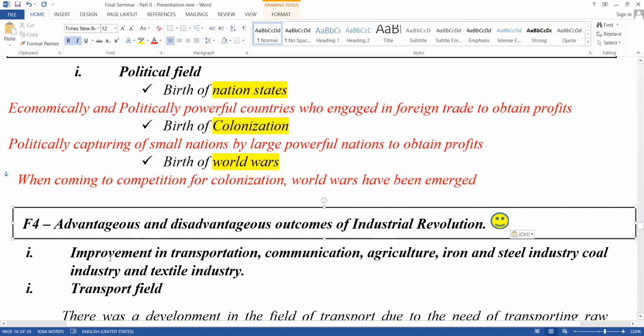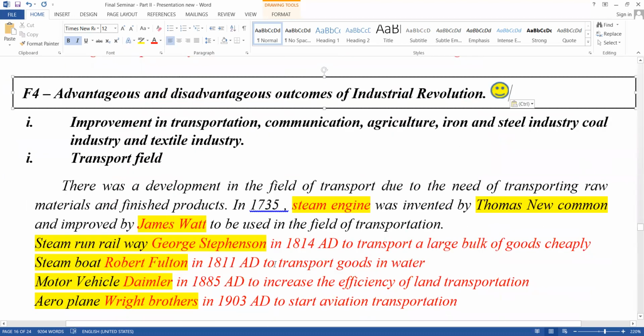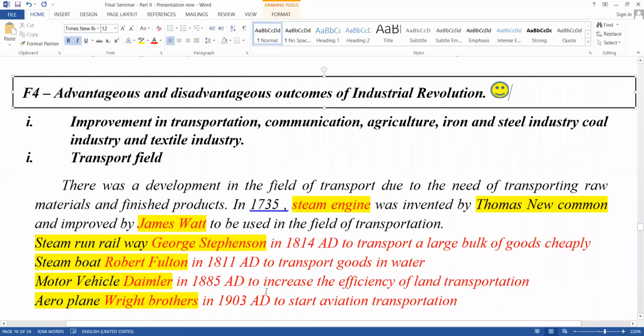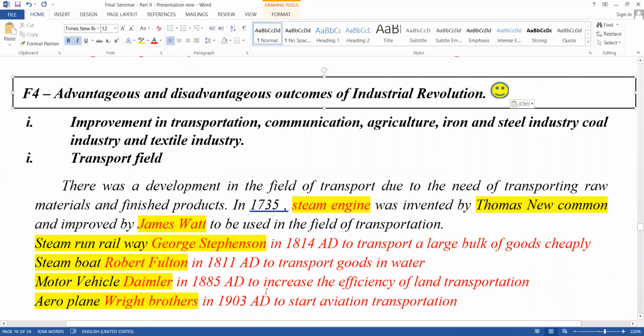Right. Here you can see improvement in transportation, communication, agriculture, iron and steel industry, coal industry, textile industry. Okay. Transport field, we'll go to that one. There was a development in the field of transportation due to the need of transporting raw materials and finished products.